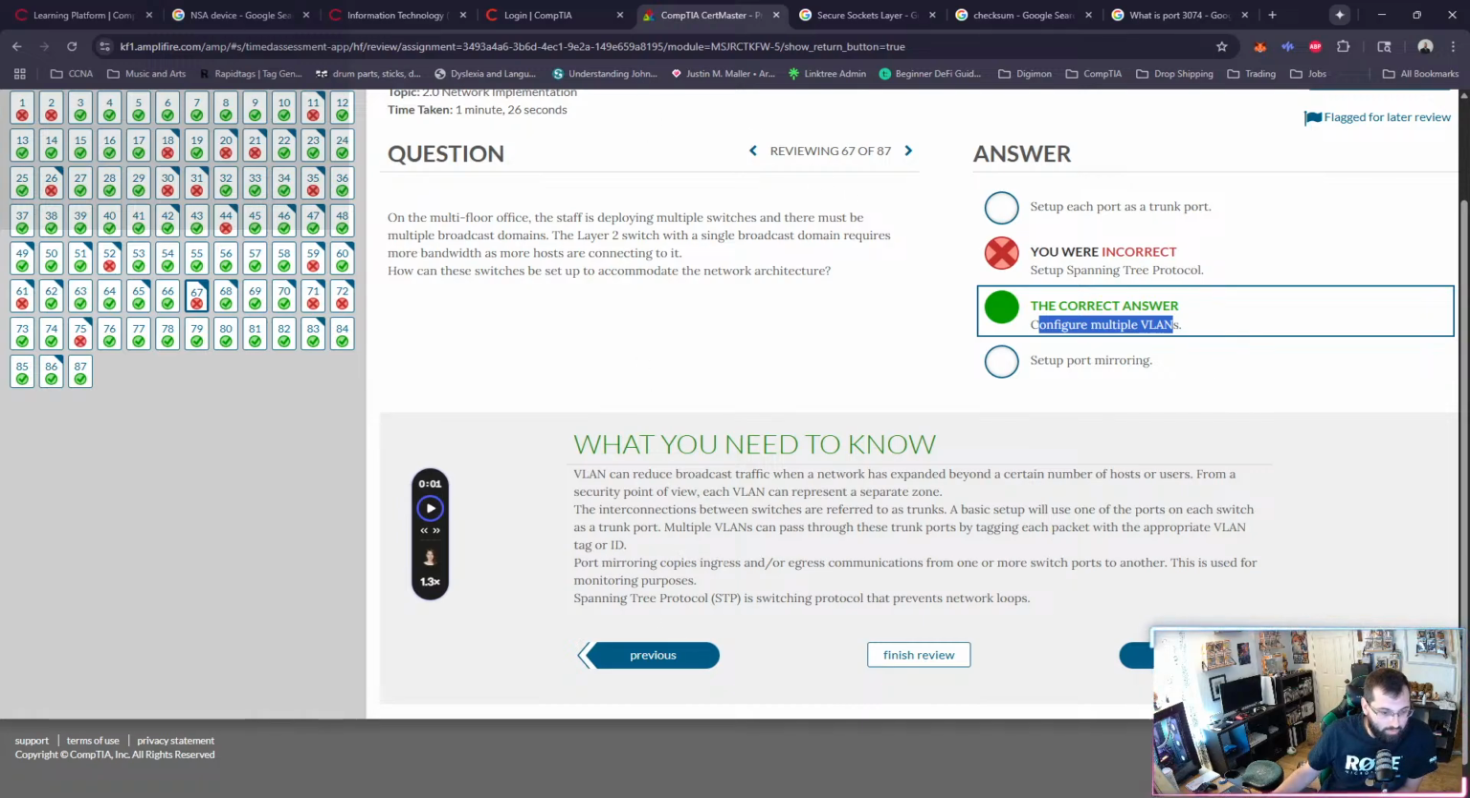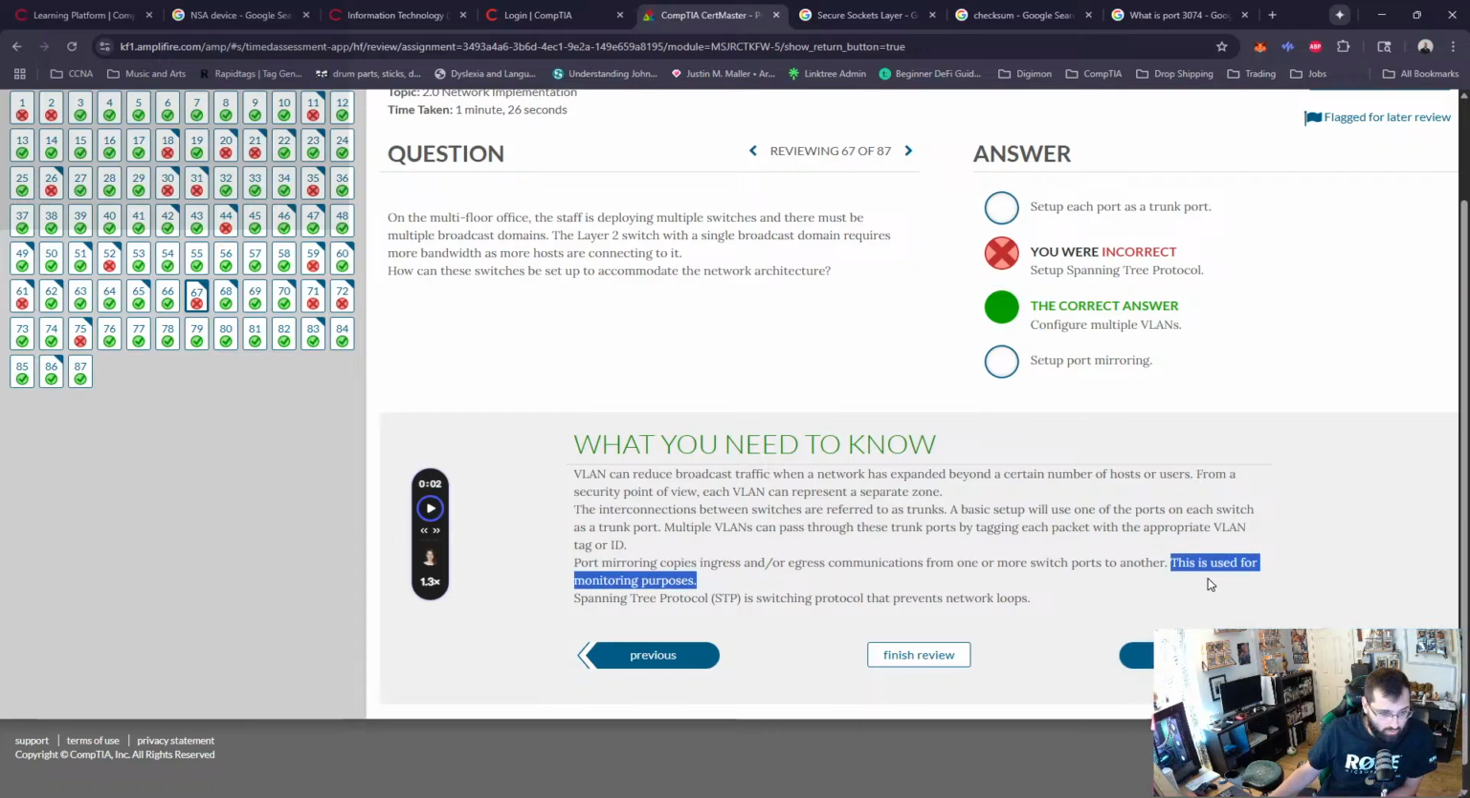Okay, port mirroring copies ingress and egress communications from one or more switch ports to another. This is used for monitoring purposes, not for reducing traffic or the broadcast demands. All right, that makes a little bit more sense.